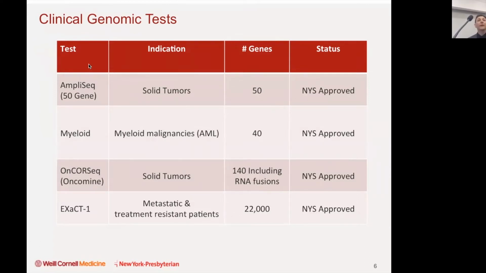OncoSeq is a broader targeted panel that still looks at solid tumors. In addition, it looks for a selected set of fusions from RNA, which is kind of unique. And then we have ExactOne, which is probably one of the two clinically approved tests using whole exome sequencing in the country. It looks at 22,000 genes, so the coding part of the human genome, in particular for patients with advanced cancer.